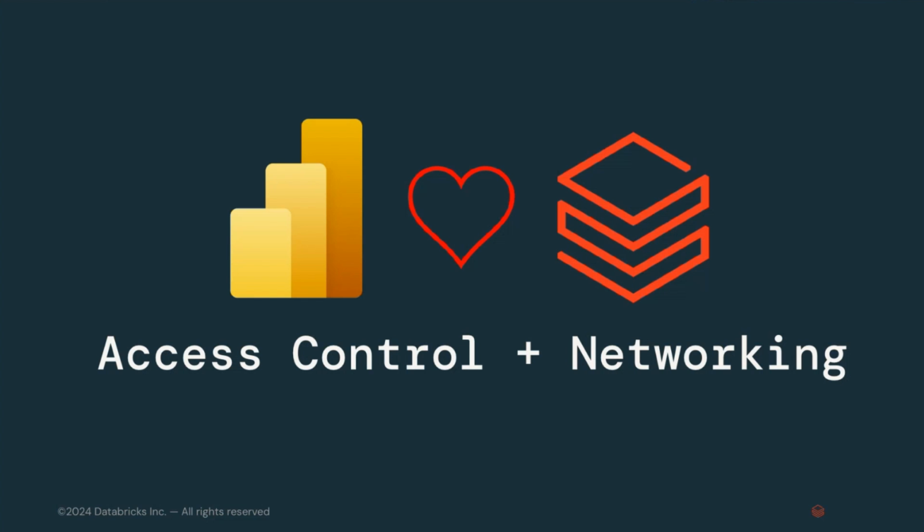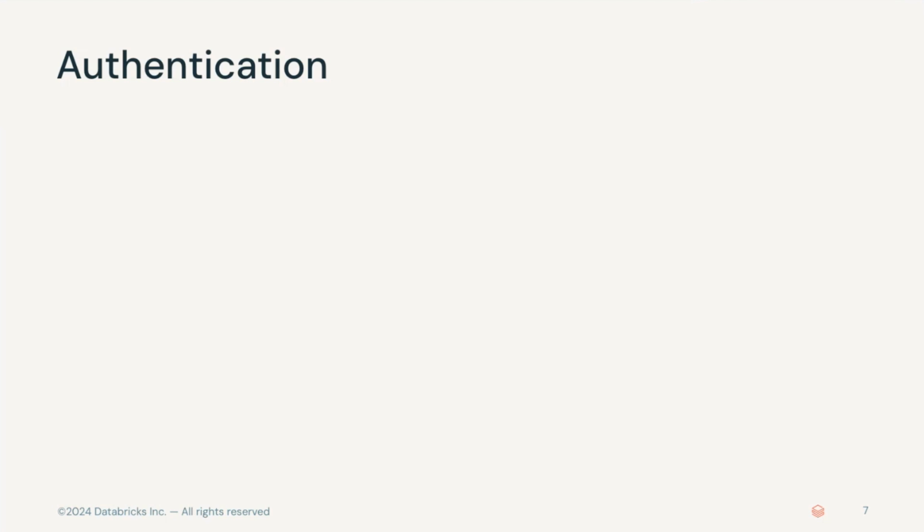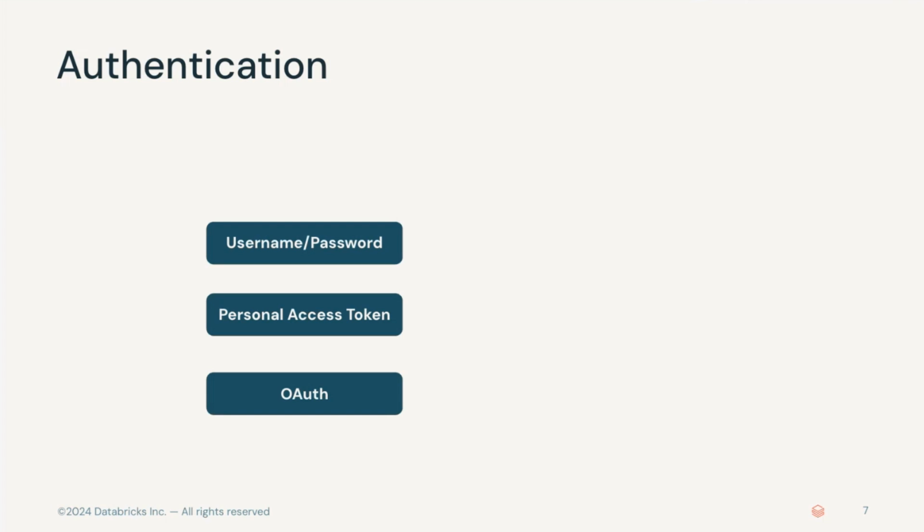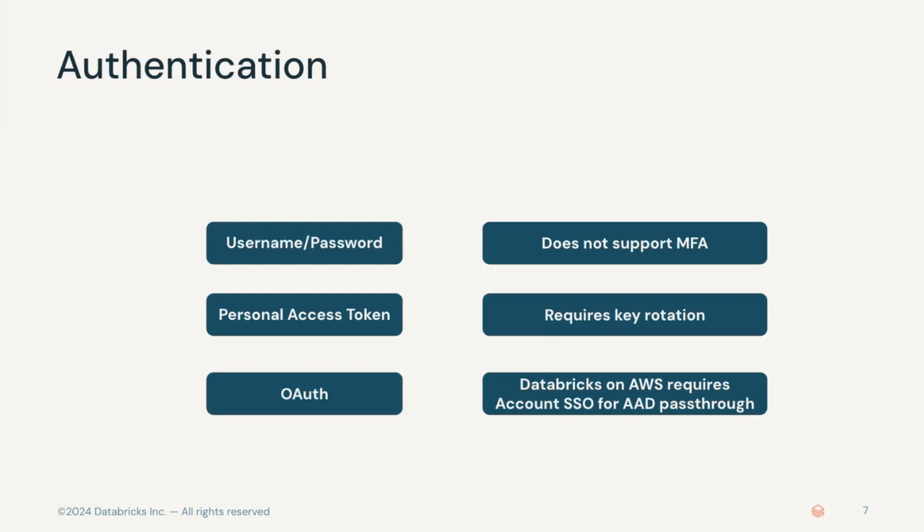So the intersection between Power BI and Databricks is two things. It's access control and network security. First is access control. Access control starts with authentication. Authentication is basically Power BI going to Databricks and telling Databricks who you are. And there are three different ways to do this: username and password, personal access token, and OAuth. There are considerations for each. Username and password does not support MFA or 2FA.